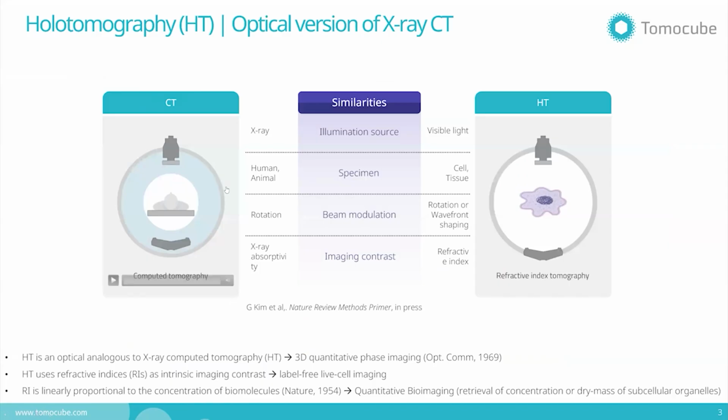HT is an optical analog to X-ray CT. In CT, it measures multiple 2D projections of X-ray images as a function of various illumination angles, from which you can reconstruct the three-dimensional distribution of X-ray absorption without any invasive process. In HT, it measures multiple 2D holograms using light as a function of illumination angles, and then it reconstructs the three-dimensional distribution of the refractive index of live cells, tissues, and organoids.